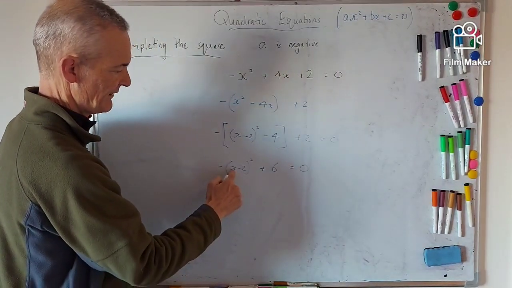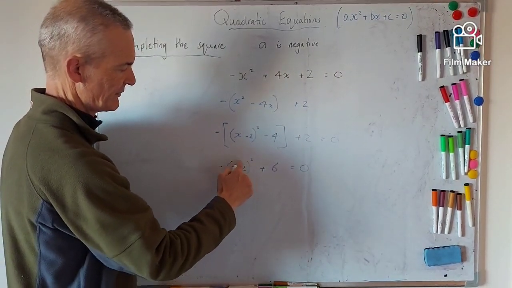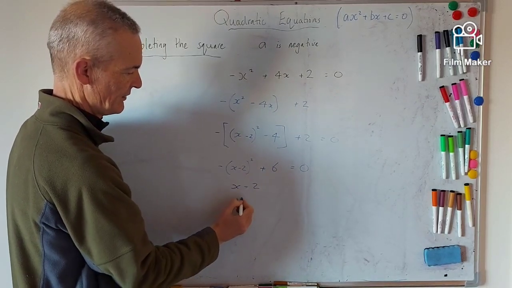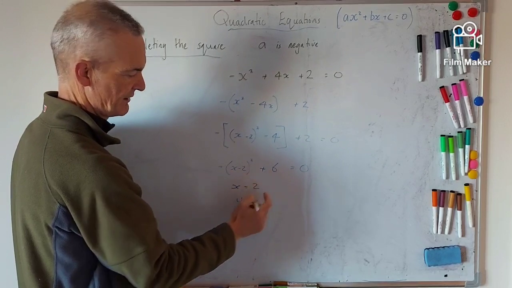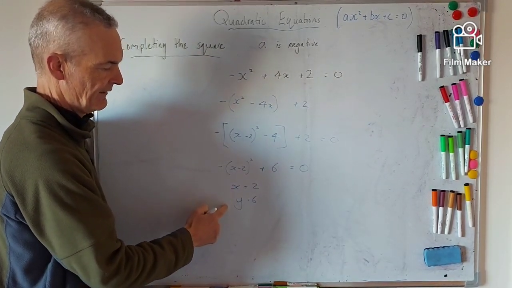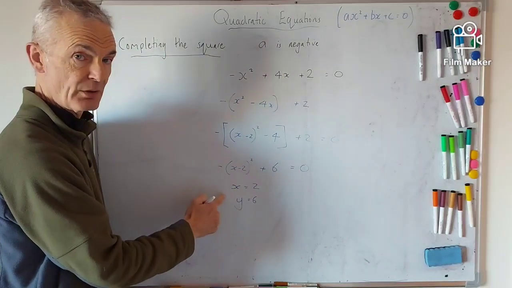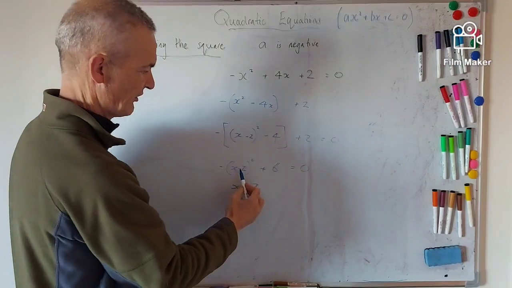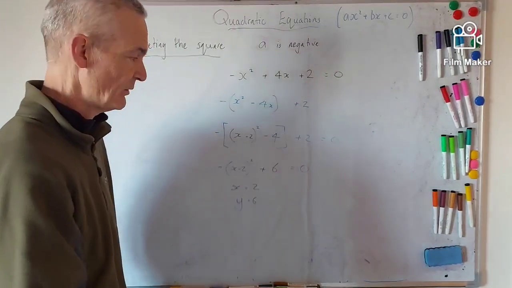And remember, it's the x value that's going to make this 0 that we're interested in. So x equals 2. And the y value is this one here, which is 6. So that gives us, in this case, the maximum point for this quadratic. You can then go on and solve this if you want to.